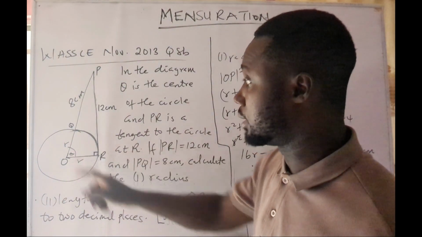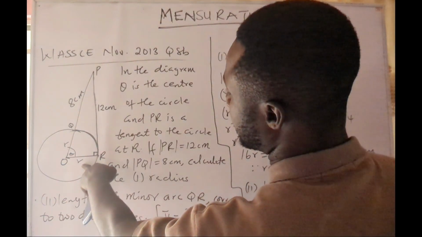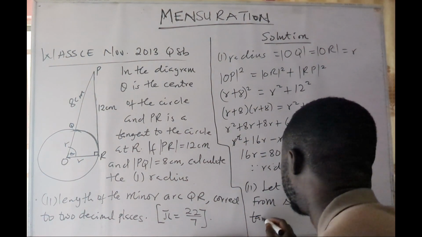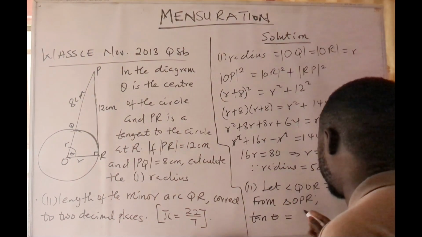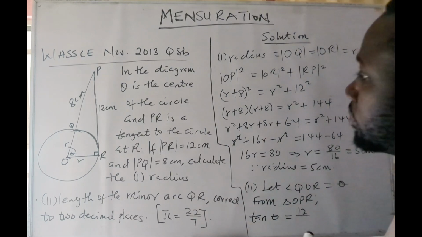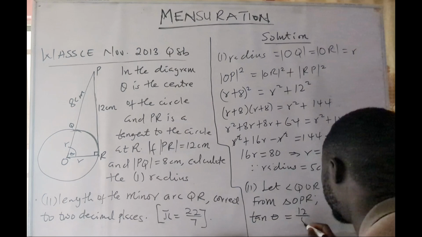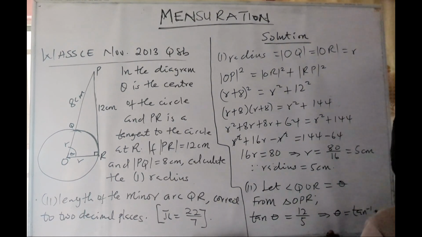I can use tan, opposite on adjacent. So tan theta is equal to what? My opposite is the 12 centimeters, and my adjacent is OR, which is 5, the radius. So my theta is going to be tan inverse of 12 on 5. Then I can get my theta.